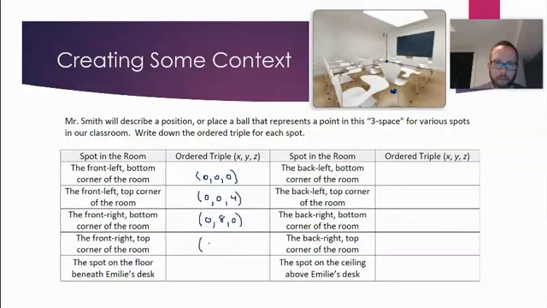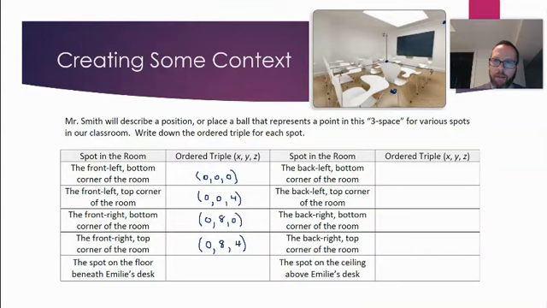Front right top, so I'm at the front, so 0. I've moved to the right to the corner, 8 meters, and now I'm at the top, 4. So that would be like up here, right? I've moved 0 in the X direction, 8 in the Y direction, and then 4 in the Z direction.